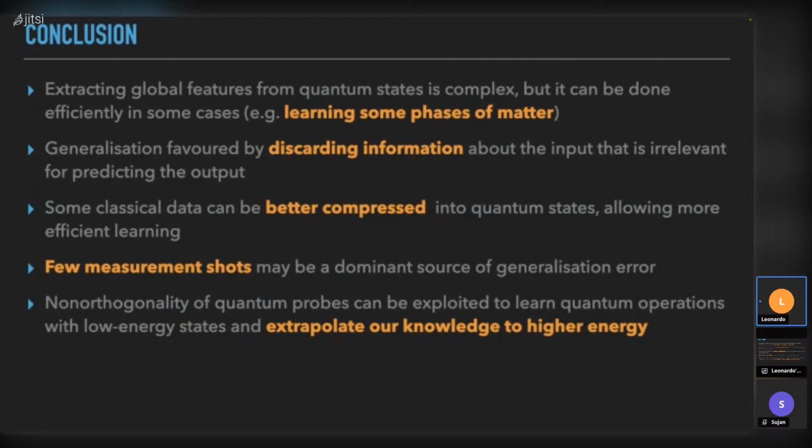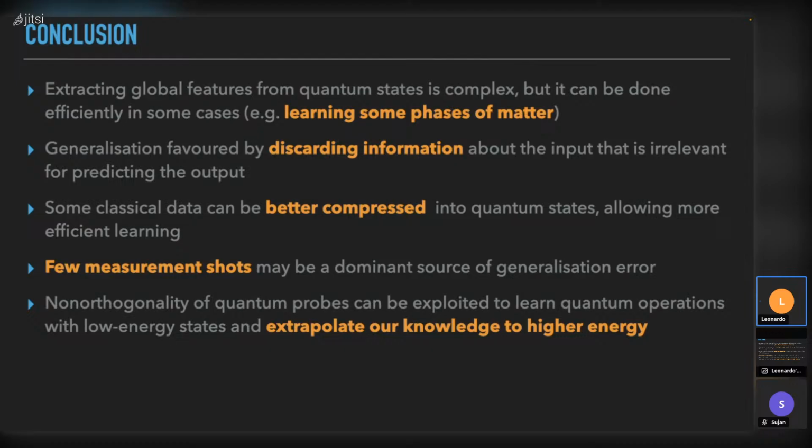Extracting global features from quantum states is of course a complex task, but we have shown that it can be done efficiently in some cases, for instance for learning some phases of matter. The driving principle for us is that generalization is favored by discarding information about the input that is irrelevant for predicting the output, and you're actually learning what is irrelevant. Of course, you don't know what's irrelevant in the first place. And some classical data can be better compressed into quantum states, and this is at the heart of more efficient learning. Then, a few measurement shots can be the dominant source of generalization error.